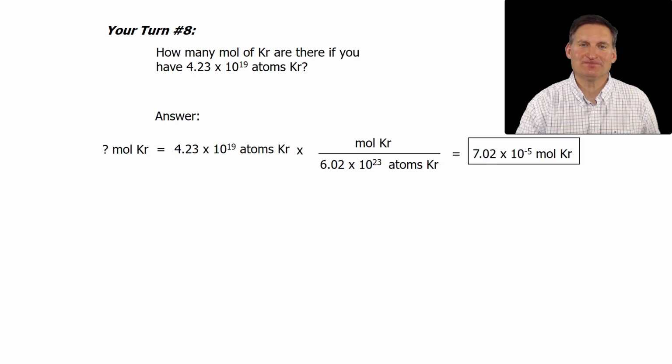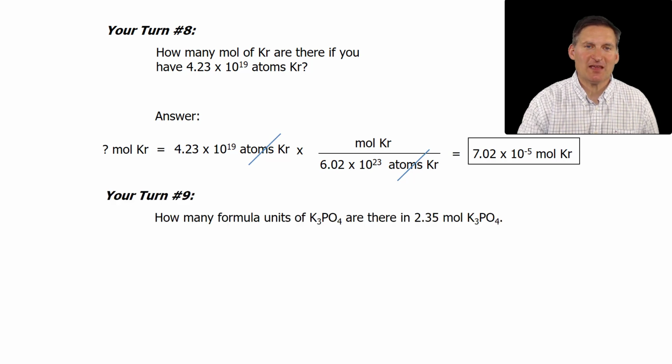Here's the solution. Unlike the previous one, this time we need to bring atoms of krypton to the denominator so it cancels the atoms of krypton we started with. Make sure to ask in class if you have any questions. Now try this one dealing with formula units. Stop the video now.